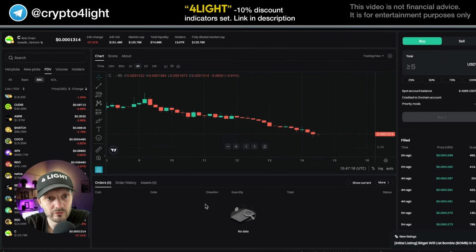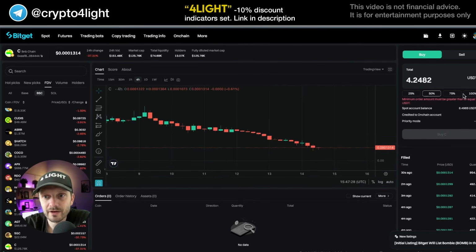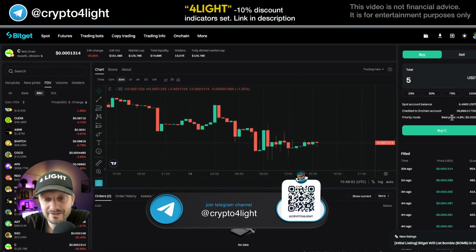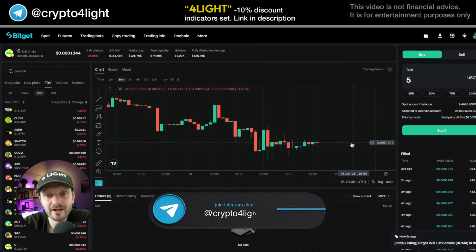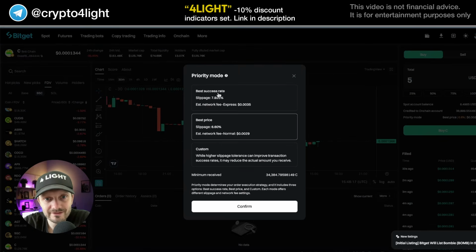The token looks horrible, right? I want to check the holders, 13K, 125K market capitalization. For example, I can buy $5. This is your balance, credited to the on-chain account. Priority mode, this is what you have to pay attention to. Best price, because when you press buy, the price will be a bit different, not like we see now, 0.3013. But we can go to settings and change it. So best success rate, and this is slippage.